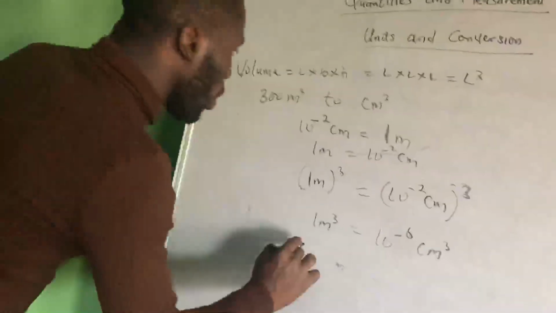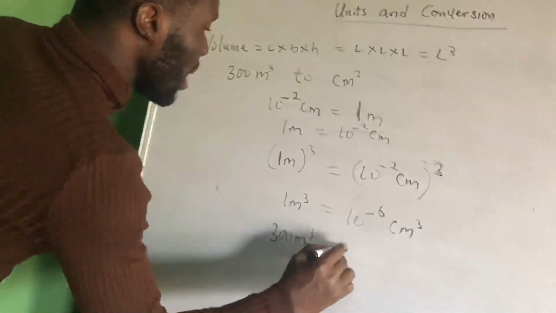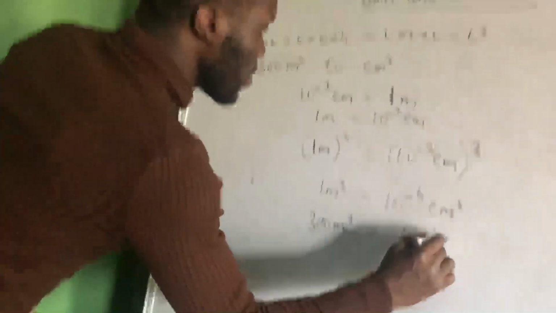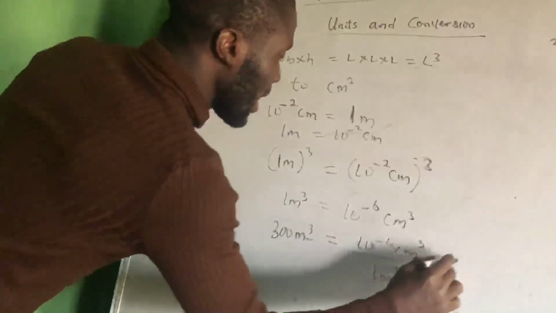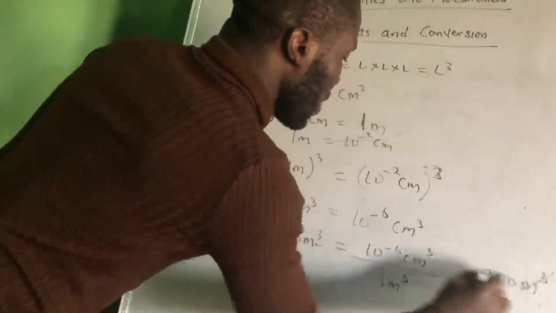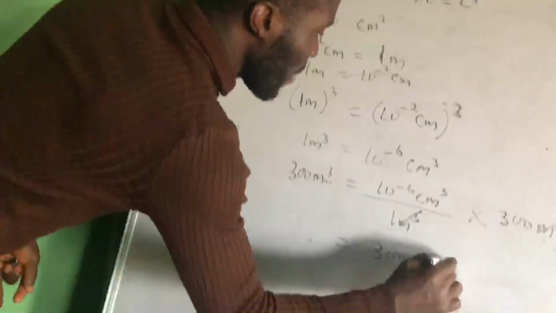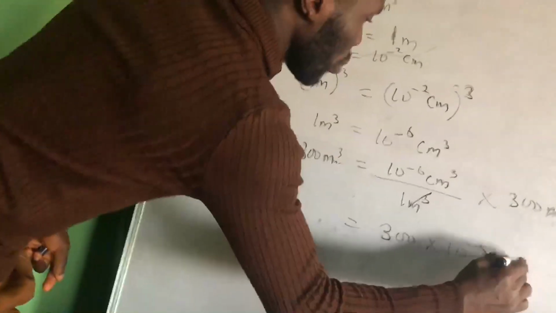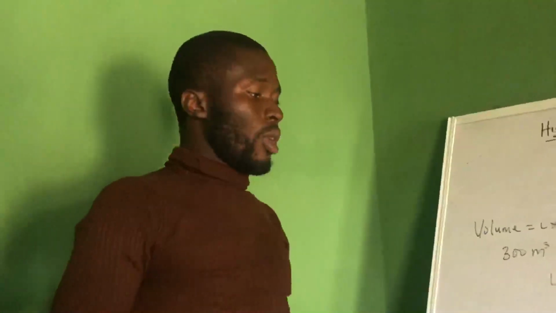Now, what of 300 meter cube? 300 meter cube will be 10 raised to the power 6 centimeter cube over 1 meter cube, times 300 meter cube. Now, meter cube cancels meter cube. So that is 300 times 10 raised to the power 6 centimeter cube. We have successfully done volume conversion, and on and on like that. So that is how it goes.